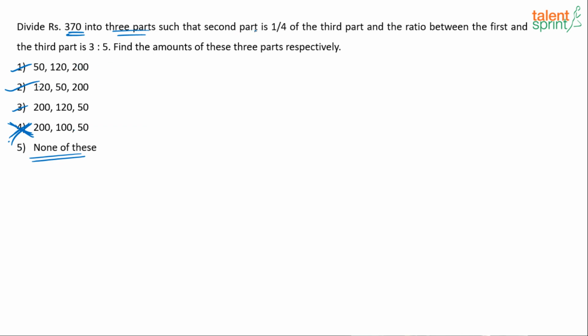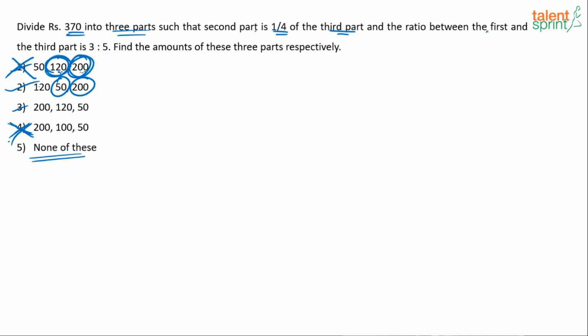Now such that second part is 1/4 of third part. Second part should be 1/4 of third part. 120, is it 1/4 of third part? Second part is 120, third part is 200. Is it 1/4? No ways. Option A eliminated. Second part 50, third part 200. Is it 1/4? Yes. Next, now that the second condition is satisfied, go to the third condition.